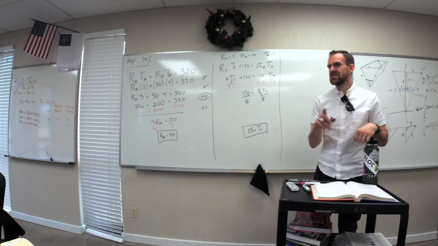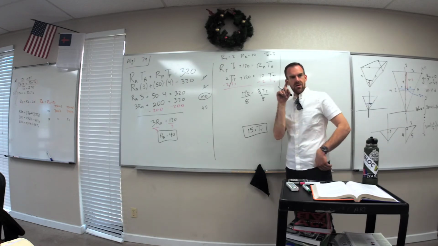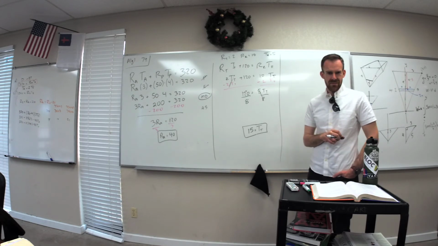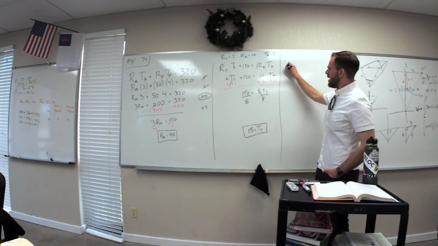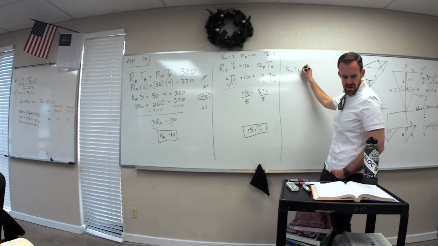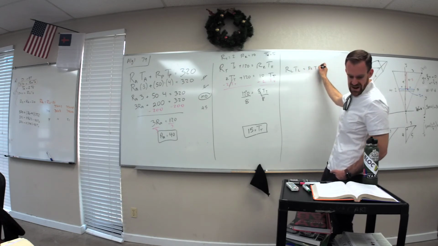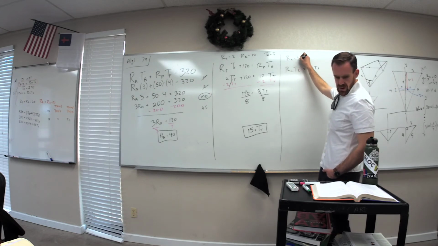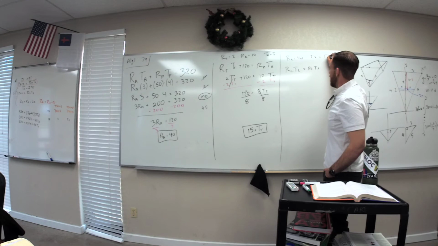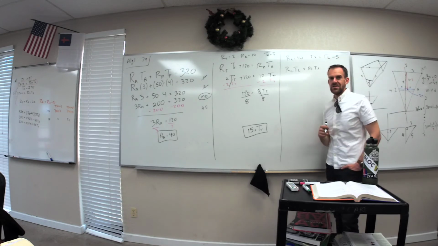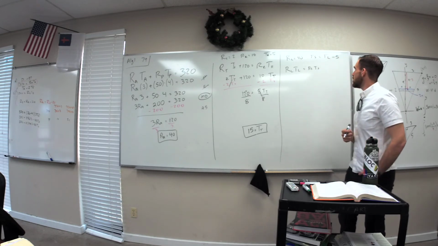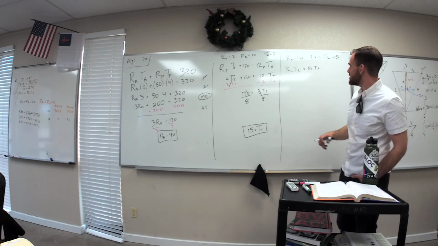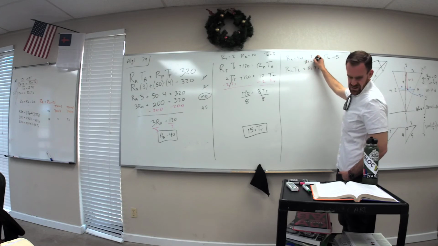Now we are solving not just for one thing, but for two. Okay, so we have RLTL equals RSTS. RL equals 40. TS equals TL minus 5. We are asked to find both TL and TS. And they give us RS is 80.